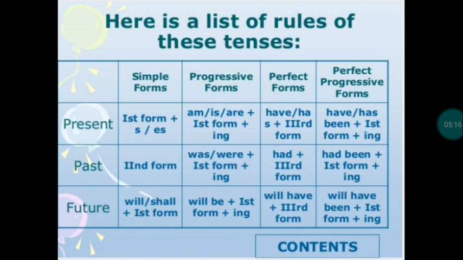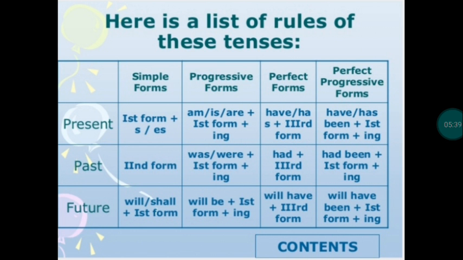Now we go to the past tense. Simple past, the second form of the verb. That is the second form. The first form is simple present tense. The second form is simple past tense. Now what will we say? I ate. Instead of I eat, it becomes I ate. Then in the progressive, we say I was eating or they were eating.